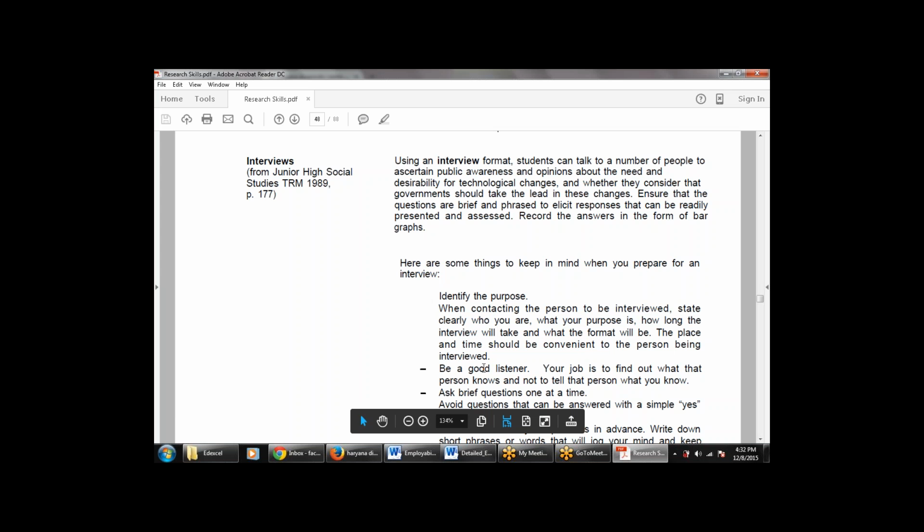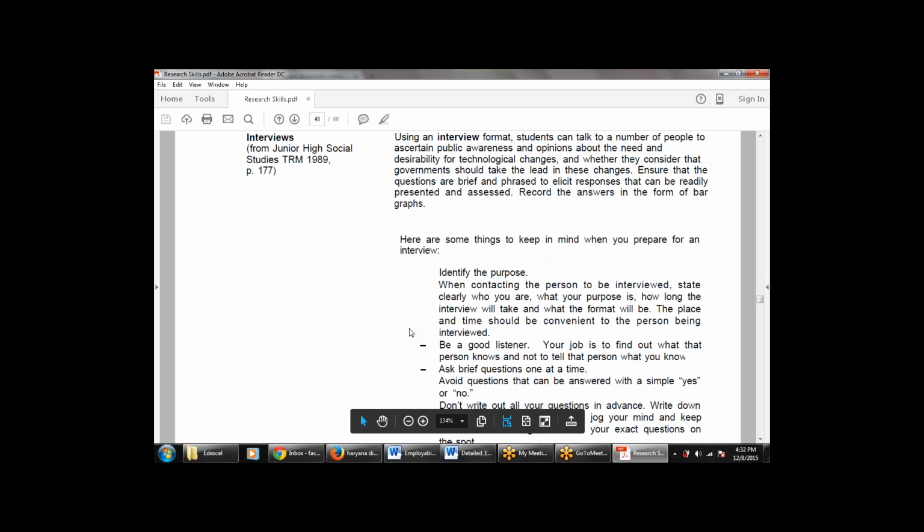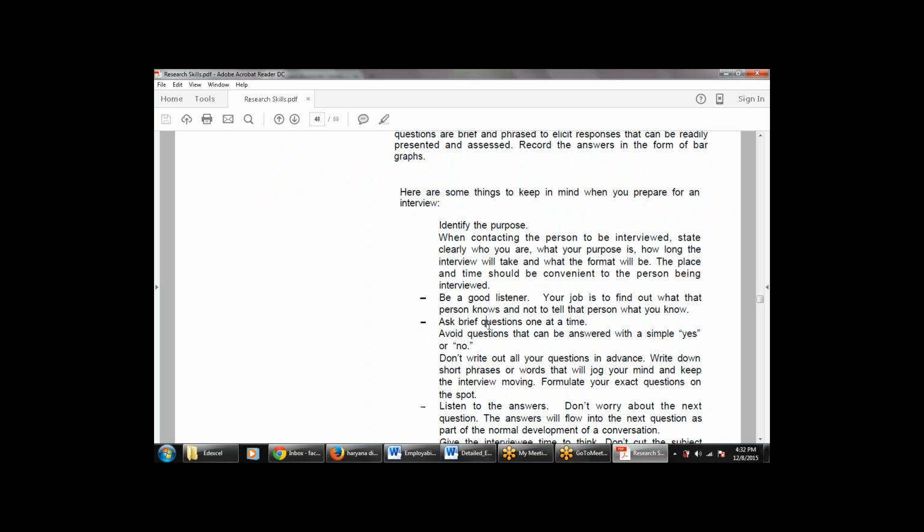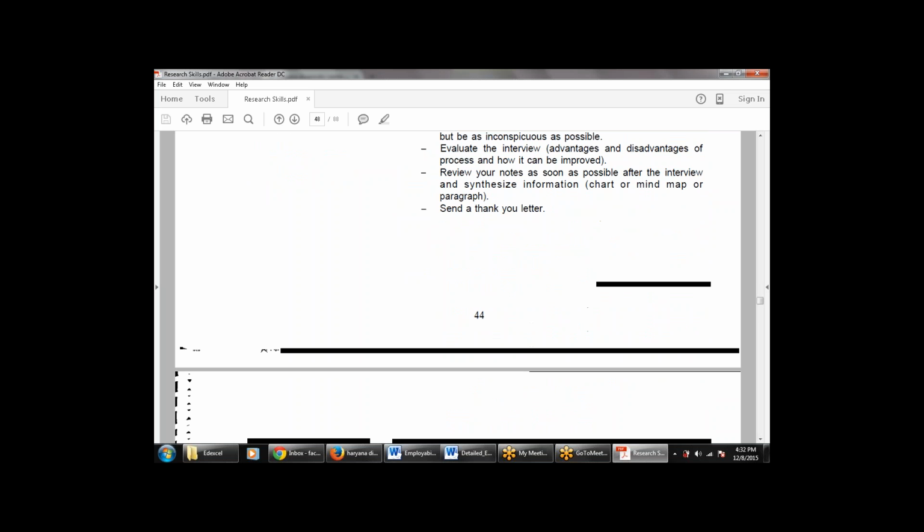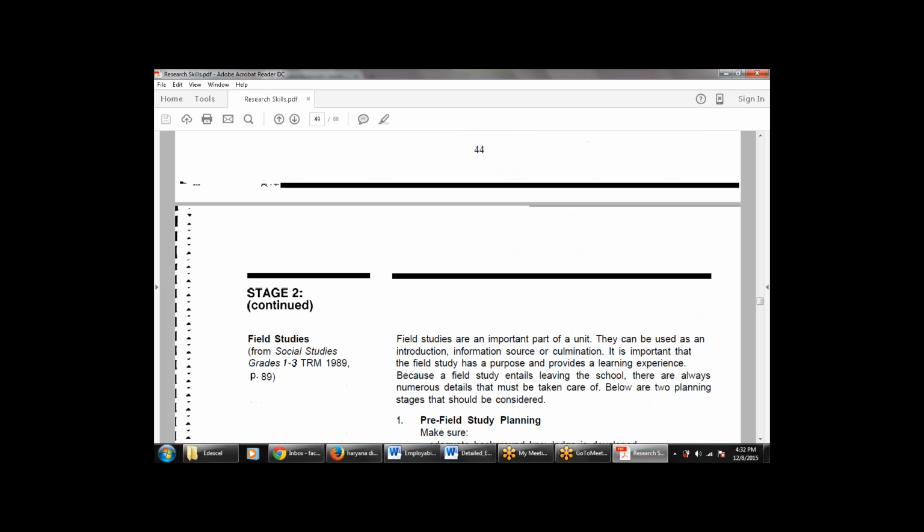The next part is to be a good listener. Don't just ask questions, but please listen to the answers also. Then ask brief questions, one at a time. These are the various procedures, policies, or rules, or some ideas that should be kept in mind before taking the interview.